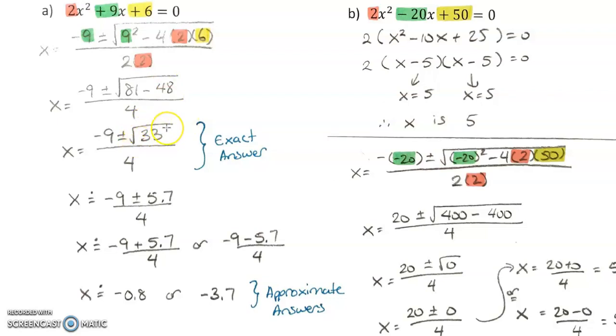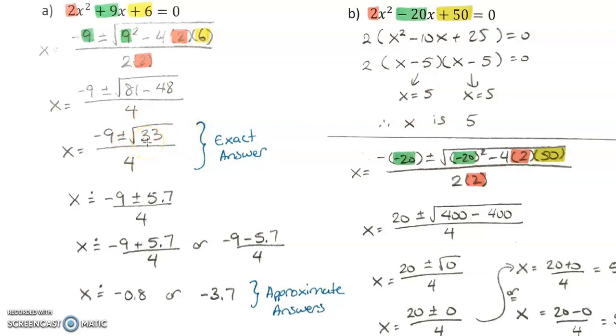Now, if I actually square root 33, I'm going to get a decimal number. So if they're asking in the question for exact answers, stop right here. Your two answers for x are negative 9 plus root 33 over 4, and your second answer is negative 9 minus square root 33 over 4. You can keep it written just like this, and that is your exact answer because you haven't actually square rooted anything and gotten decimals.